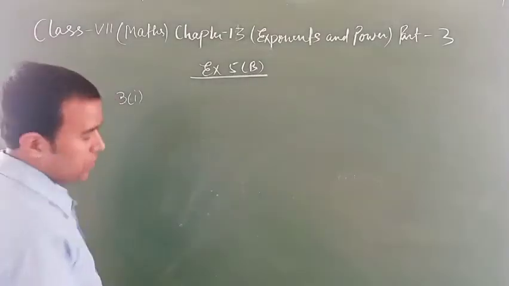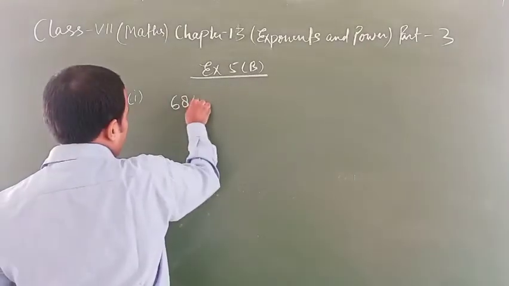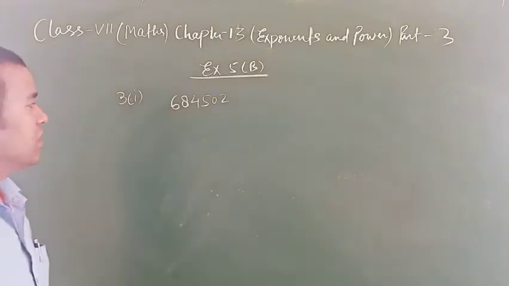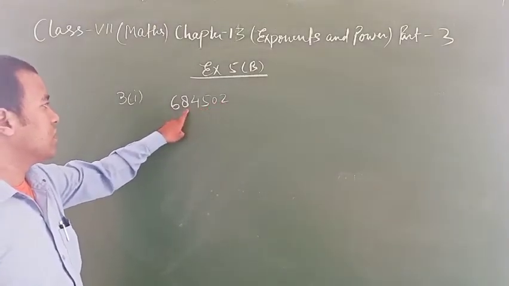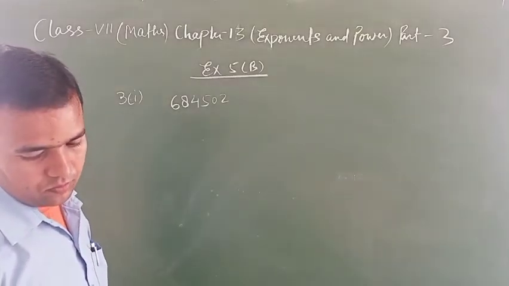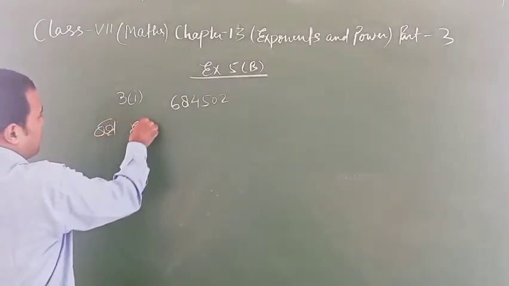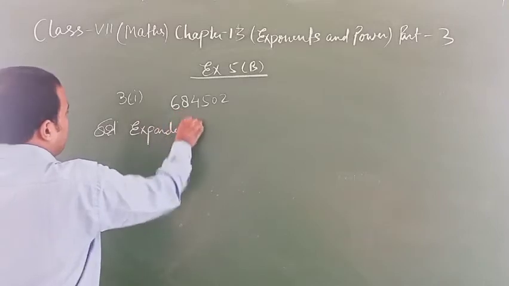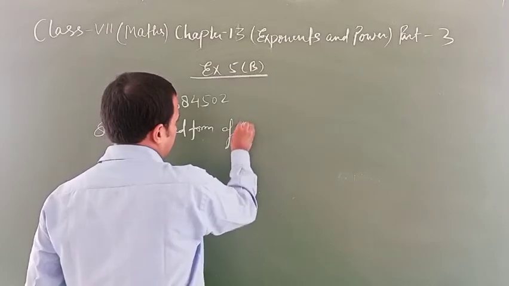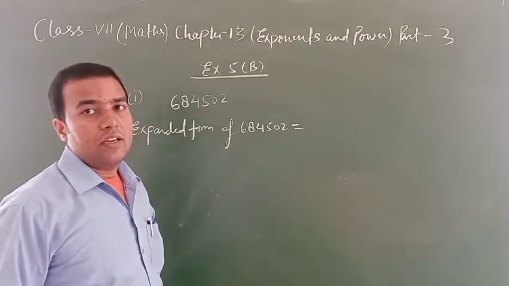Question number 3, first: 6,84,502. Expanded form. The expanded form of 6,84,502 equals the expanded form.